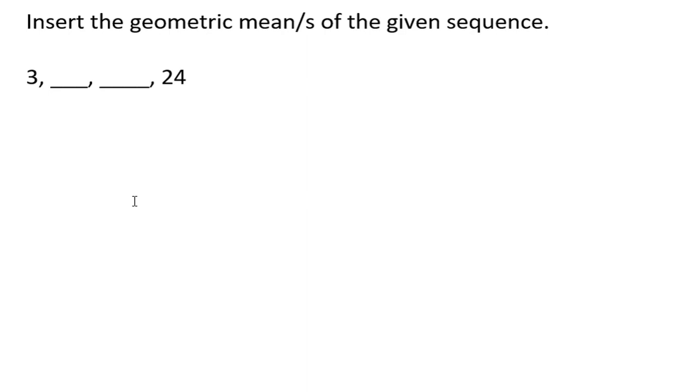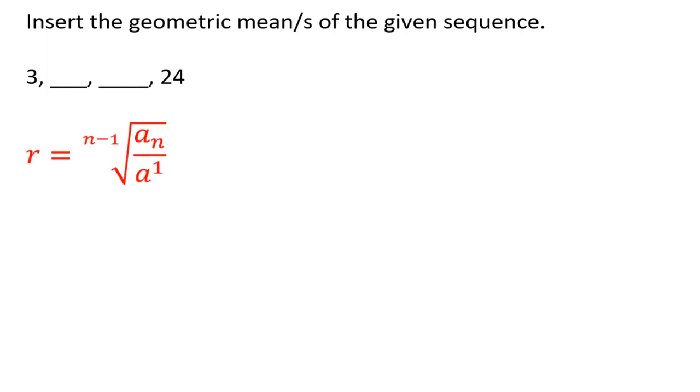Next, insert the geometric mean or means of the given sequence. So, 3, then dalawang blank, and 24. So, dalawa na yung hinahanap natin. So, hindi na pwede yung positive, negative square root of first term times last term. So, paano natin gagawin? Meron tayong formula para diyan. So, ang first step, para mahanap yung geometric means ng geometric sequence ay hanapin muna natin yung common ratio.